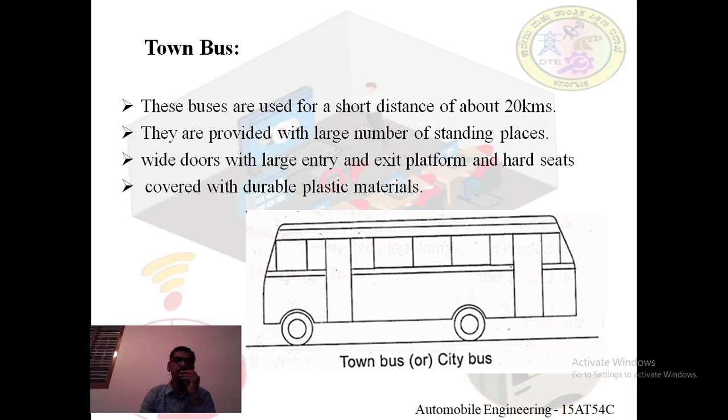Next, the town bus. These buses are used for a short distance of about 25 kilometers. They are provided with a large number of standing places, wide doors with large entry and exit platforms, and hard seats covered with durable plastic materials. Up to 20 kilometers we can run these buses. We are seeing town buses every day.